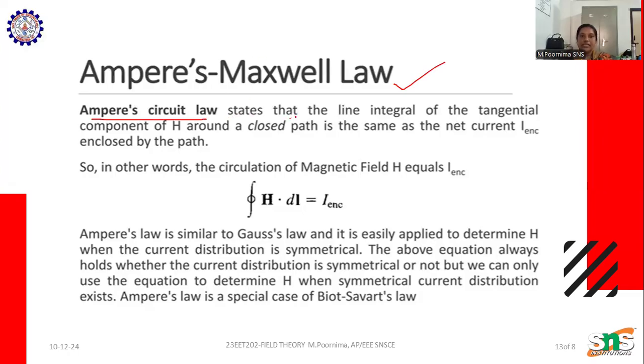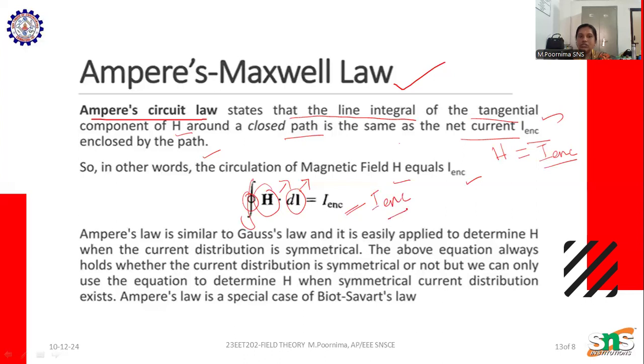This law says that the line integral of the tangent component of H around a closed path is the same as the net current enclosed by the path. In other words, the circulation of a magnetic field H equals the current enclosed in the closed path. This is Ampere's law.